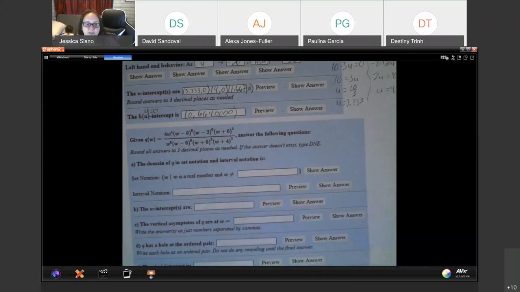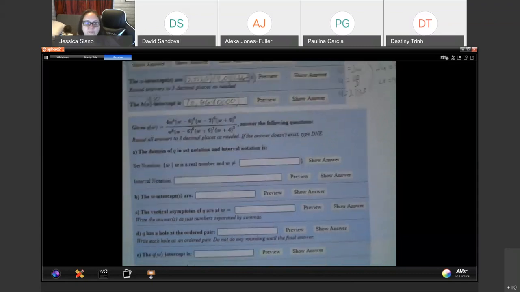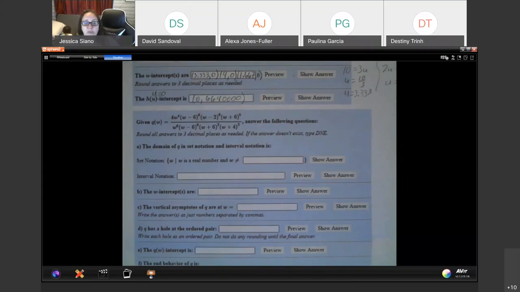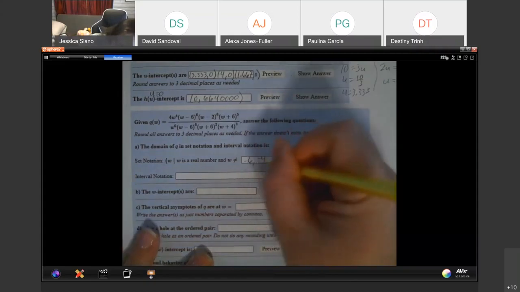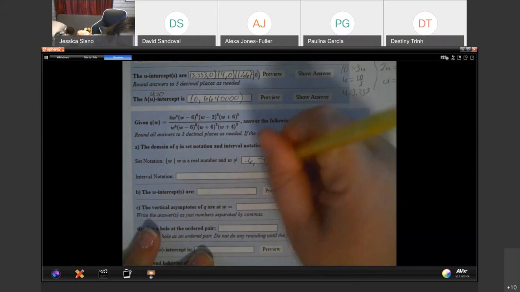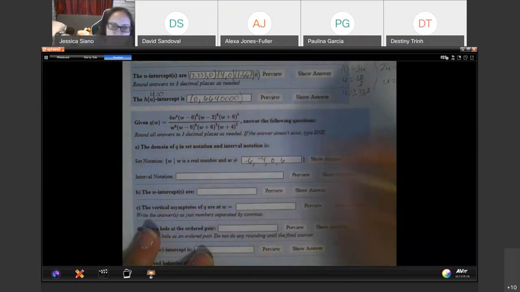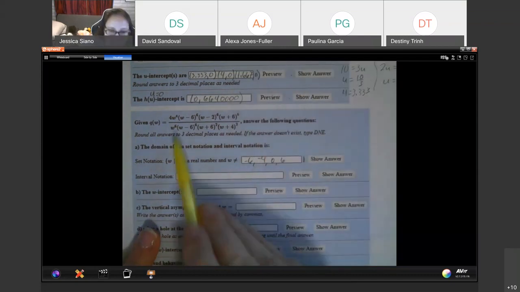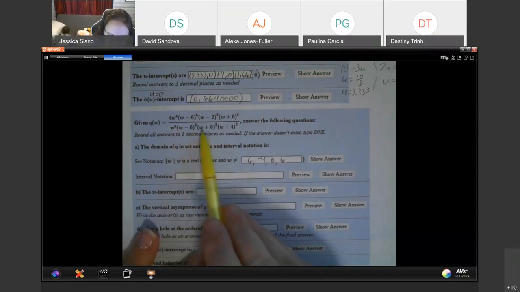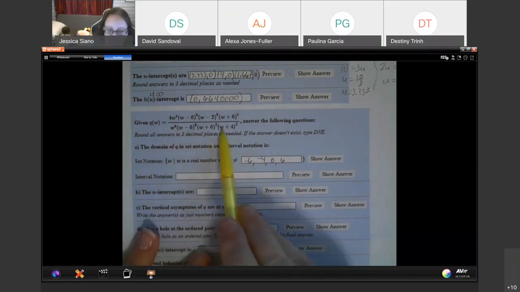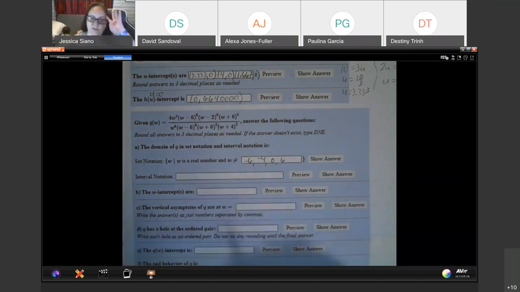Given q of u equals, answer the following questions. Okay. The domain of q is that it is a real number and it does not equal -6, -4, 0, or 6. Remember, the domain is determined by my denominator. What can I not plug in? I can't put a 0. I can't put a 6. I can't put a -6. I can't put a -4. I just put them in order because that's what you're supposed to do in set notation.